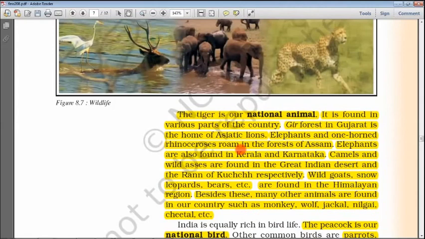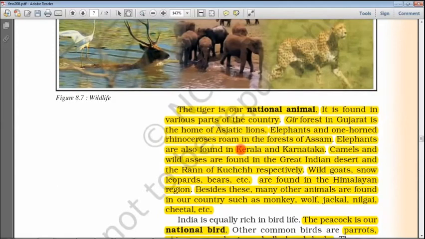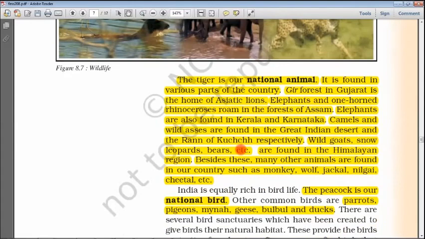And in the Gir forest, there are Asiatic lions. Elephants and one-horned rhinoceros are found in Assam forests. Elephants are also found in Kerala and Karnataka. Camels are found in Rajasthan deserts, and wild asses are found in the Rann of Kutch of Gujarat. You have got wild goats, snow leopards, bears, etc. in the Himalayan region. Besides these, many animals are found throughout the country, like monkeys, wolves, jackal, nilgai, cheetal, etc.